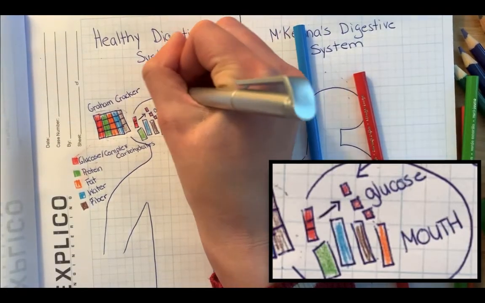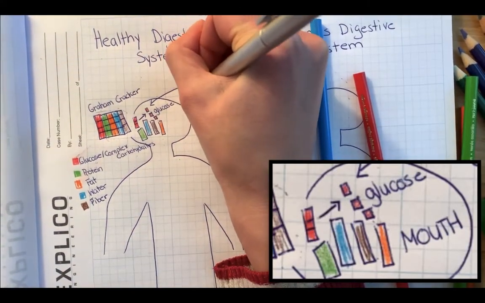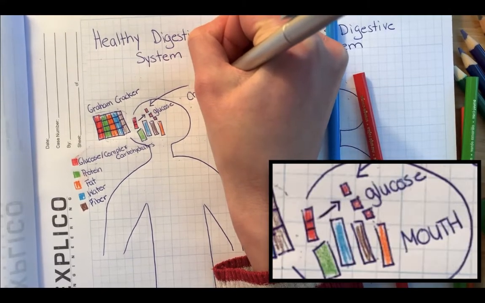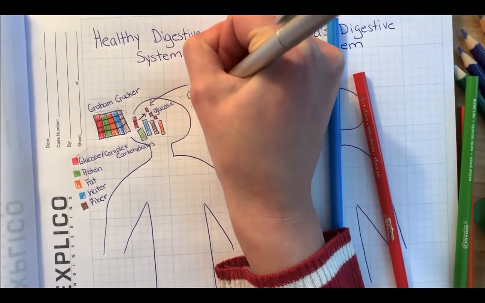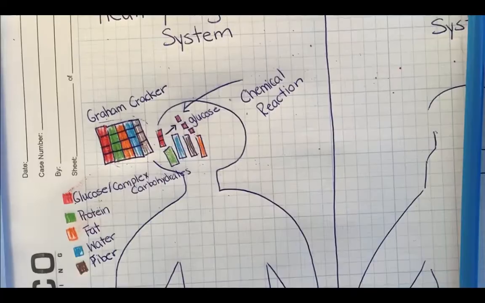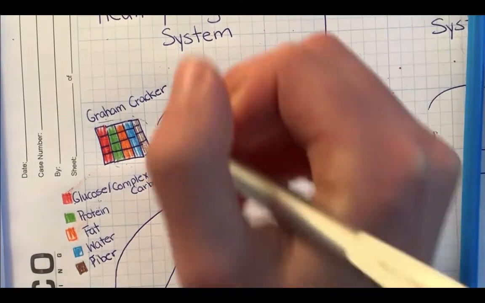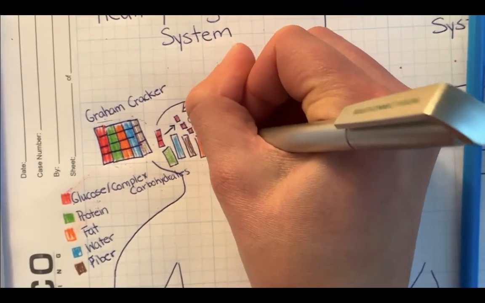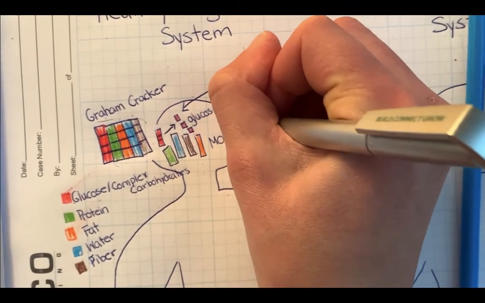And I'm going to draw an arrow and say chemical reaction because the atoms are being separated. And all this is happening in the mouth.